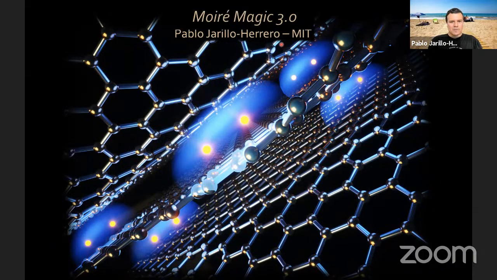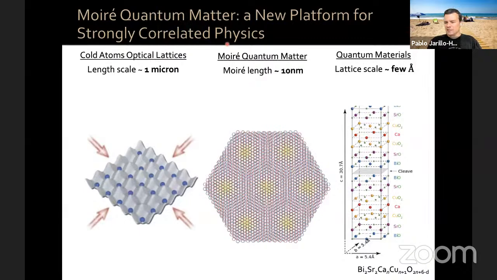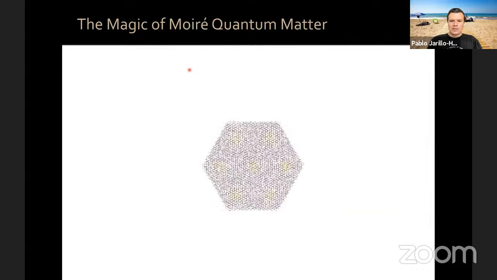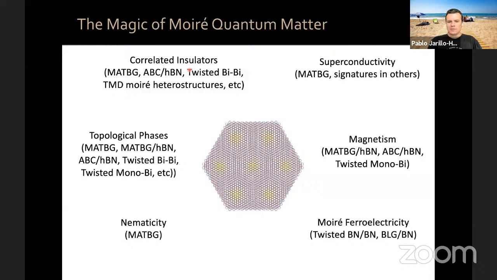Just as a reminder, Moiré quantum matter is a new platform for strongly correlated physics and also for topological physics. Traditionally we've counted with quantum materials with atomic scale dimensions, and ultracold atoms in optical lattices with micro scale dimensions. These are two very versatile platforms to study correlated physics. And now we have a new one, Moiré quantum matter, with a nice intermediate length scale between these other two platforms.